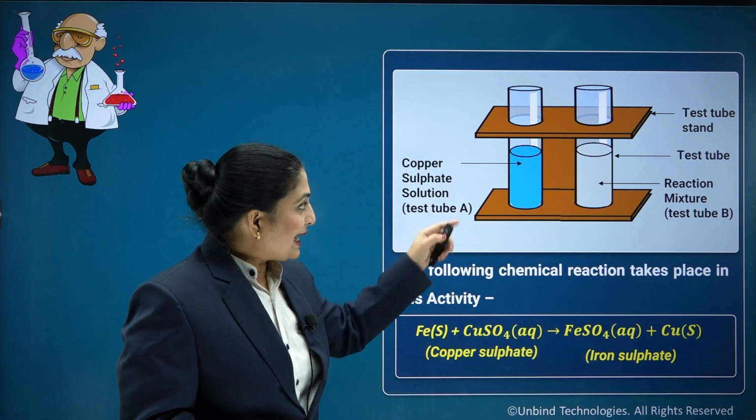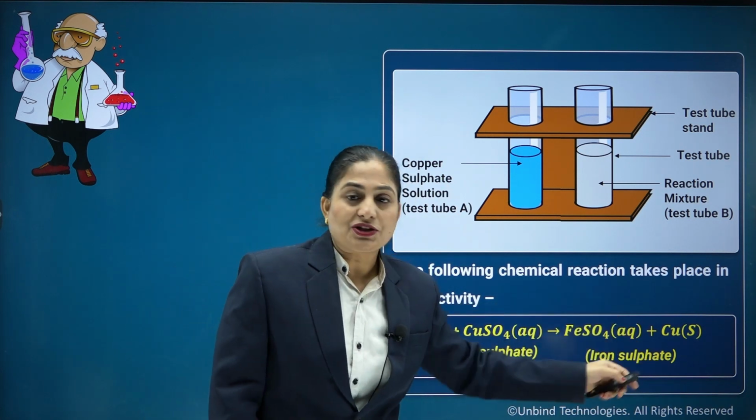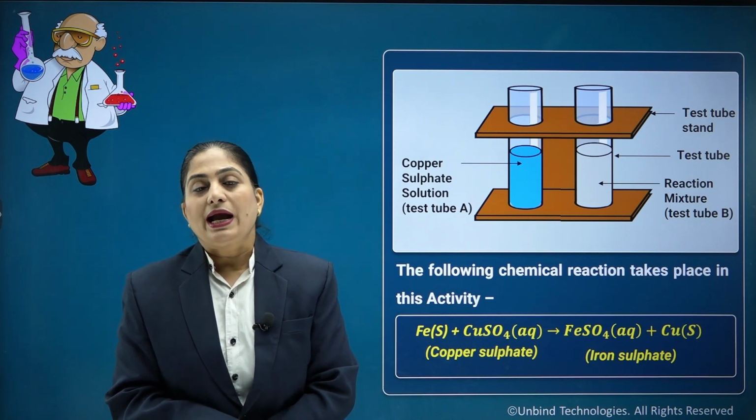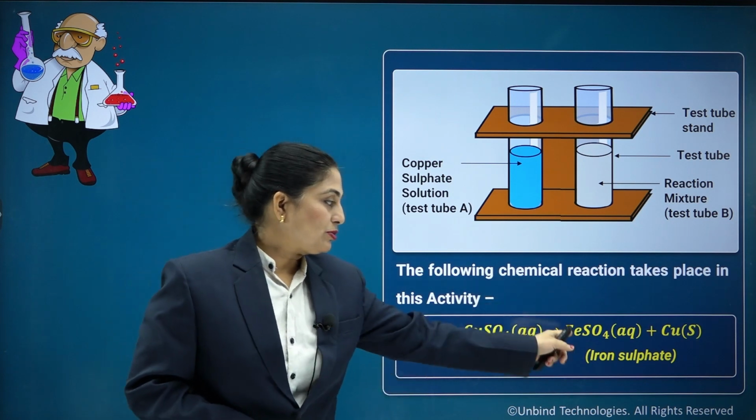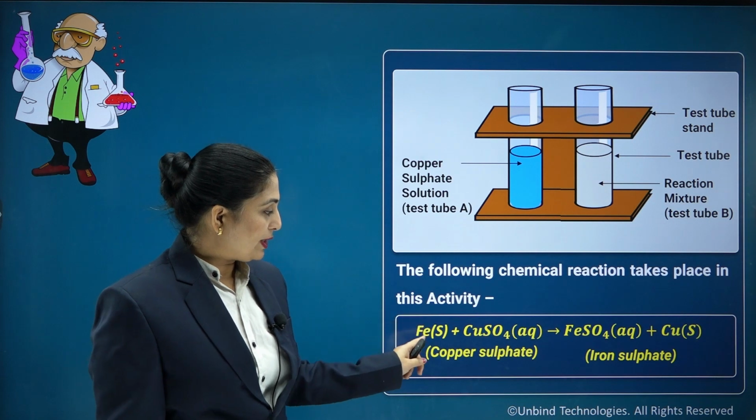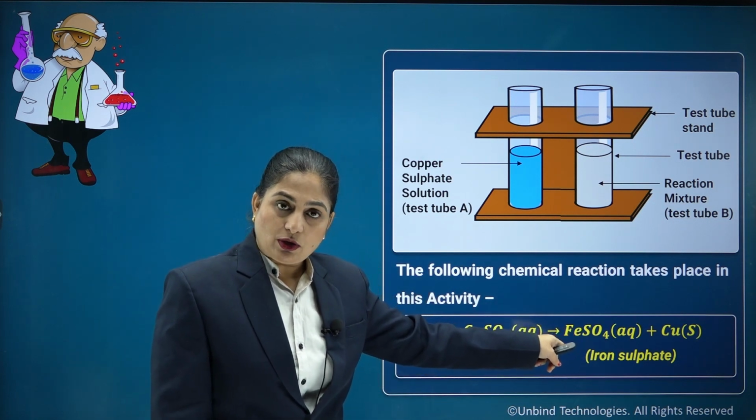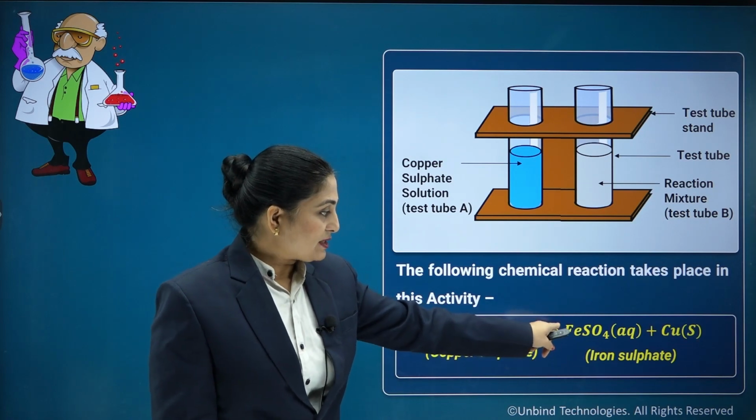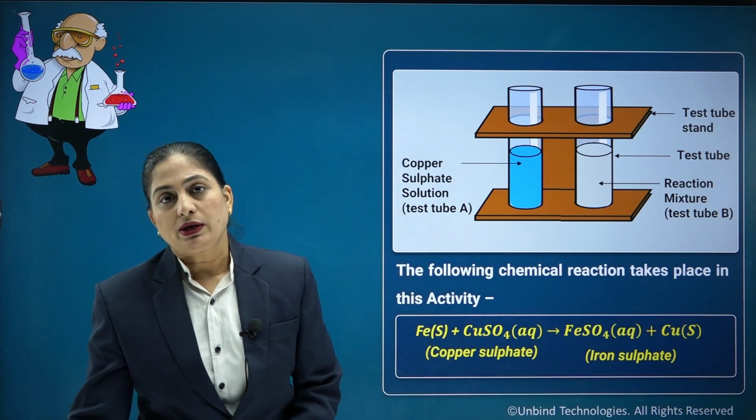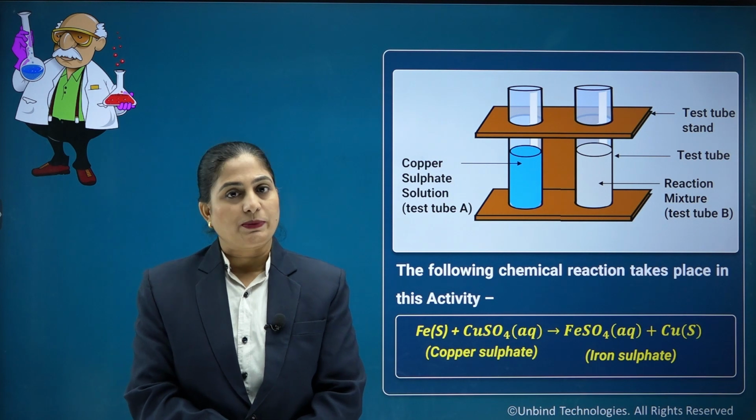Similarly, when we perform the activity by adding iron to copper sulfate, we observe that the reaction takes place and the copper sulfate changes into copper, and iron gets oxidized to iron sulfate. So this is one of the displacement reactions where iron, which is more reactive, displaces copper and takes its place. That's why we call it a displacement reaction. It takes its place and eliminates copper, so copper gets deposited on this iron nail. This is how this displacement reaction takes place.